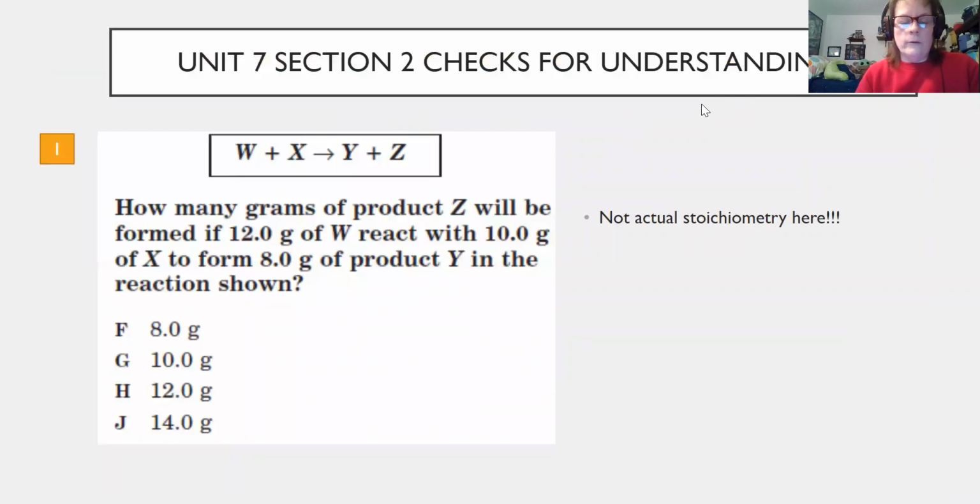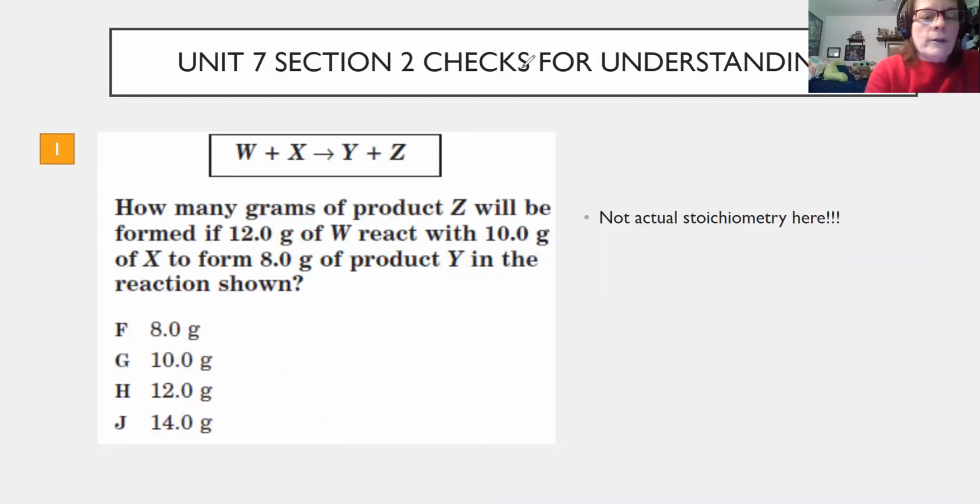All right, so let's look at the checks for understanding. Again, this is not stoichiometry, which is the whole math-based approach of going through and figuring out molar masses and all that. This is, again, an overly simplified example of what we're doing here, demonstrating the law of conservation of mass.